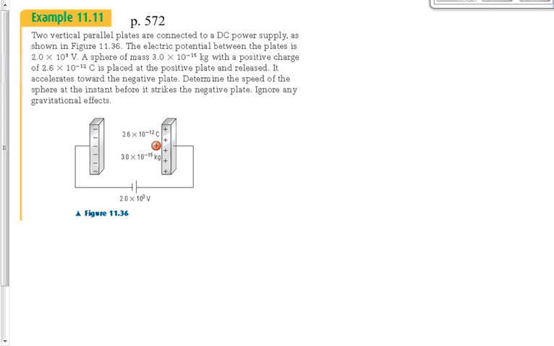Page 572, 1111, make a wish. Okay, 1111. Two vertical parallel plates are connected to a DC power supply as shown in 11.36.